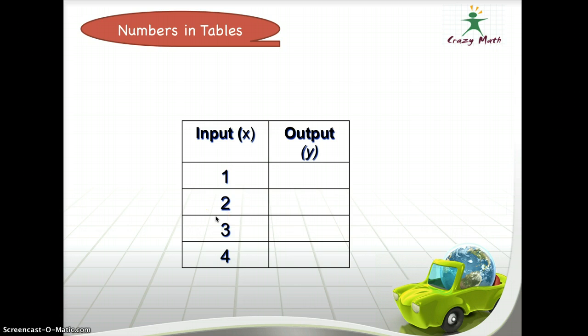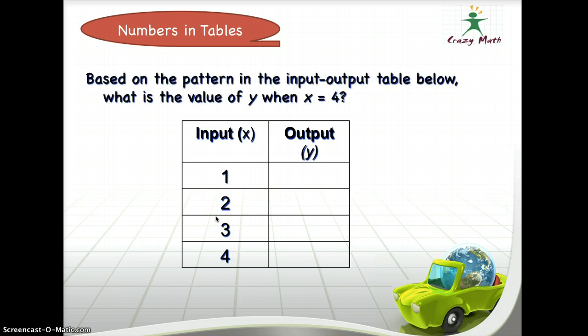Okay, so based on the pattern in the input-output table below, what is the value of Y when X is equal to 4? So let's put some of the values for Y so that we will see the pattern. When X is 1, your Y is 7. When X is 2, your Y is 14. And when your X is 3, your Y is 21. At this point, we say what will be the value of Y when X is 4. For some of you, probably you already know what's the number in here.